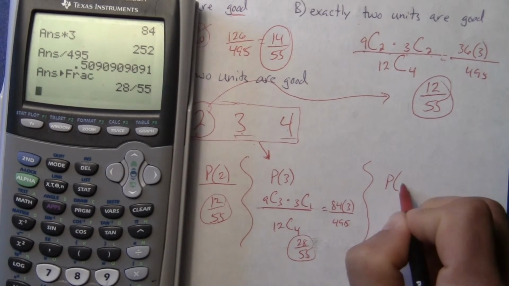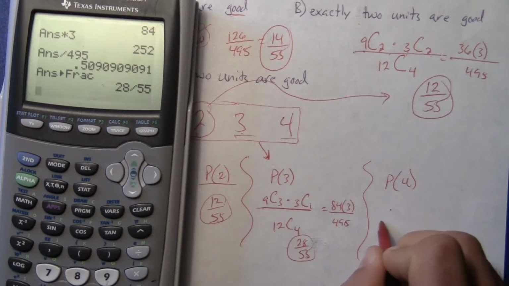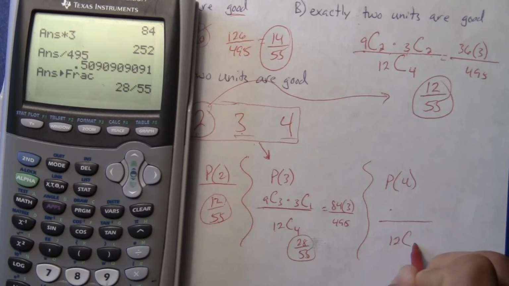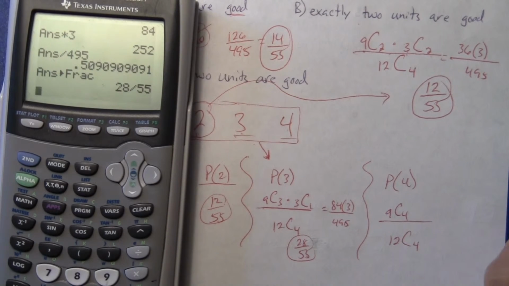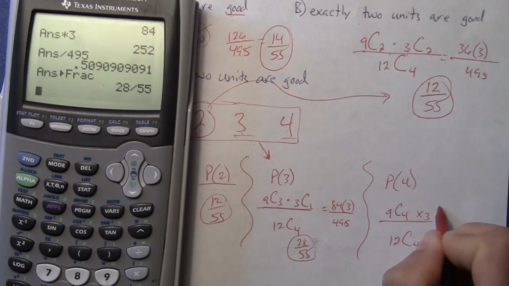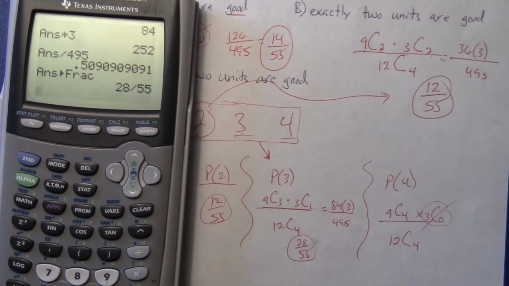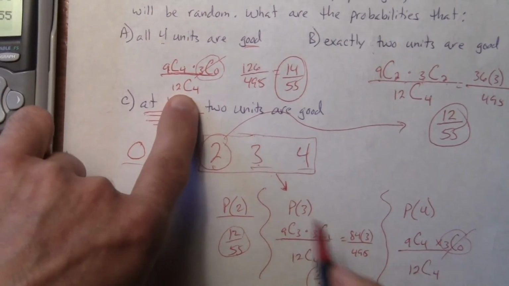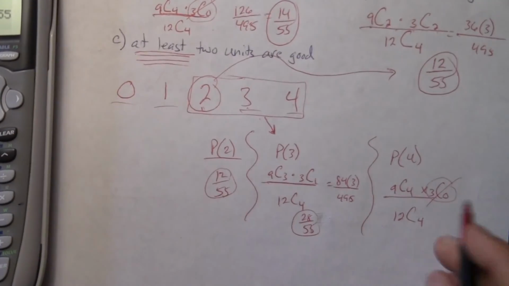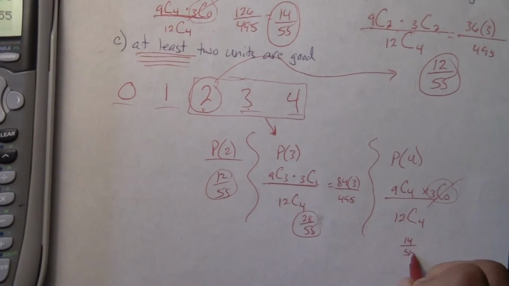Now we'll find the probability of exactly 4. Alright, denominator, still 12 total. Still 4 that I want. There are 9 good ones. This time I want all 4 of them to be good. There are 3 bad ones. I don't want any of them to be bad. I don't necessarily need to do that. Or remember, we actually found that right here. So you could again just say see work, if you want to. So this is 14 out of 55.